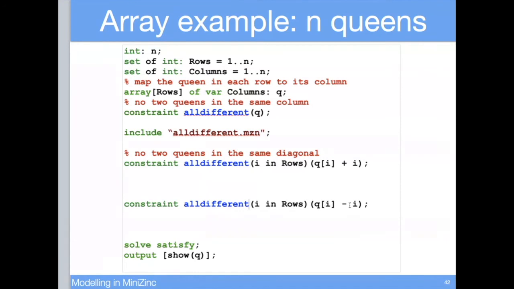And the other diagonals are obviously the same. We were saying that qi minus i has to be different from qj minus j, which means that all of those expressions have to be different. So this all different constraint captures that completely.